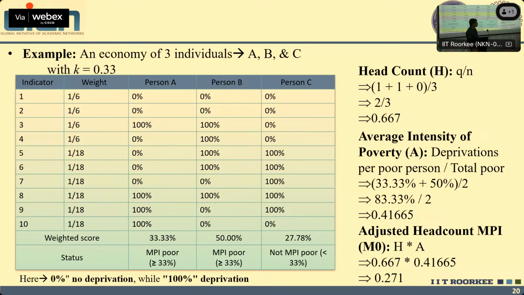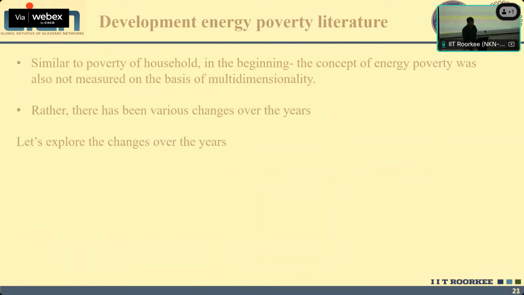Please do not go that way and try to present the adjusted headcount ratio as a percentage. You will just confuse yourself. Just take the value 0.271, which lies between 0 and 1. As simple as that. It's just a score. Is that okay? Are you happy with that? So thank you. Whenever we are writing a paper, we can use percentages, but we have to clarify very well, so it's better to avoid percentages. Rightly suggested, so it's good to note.